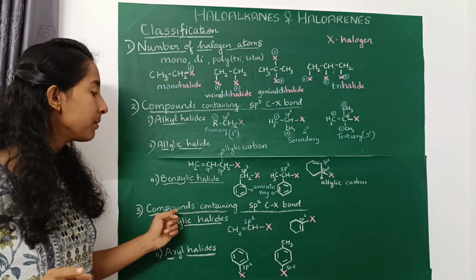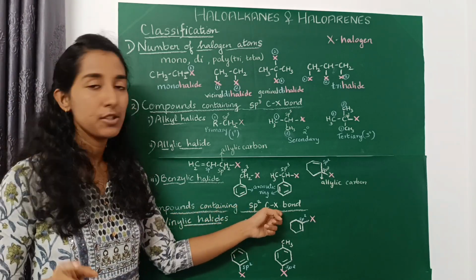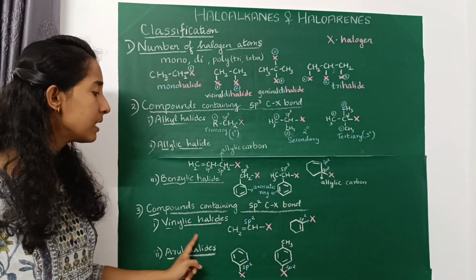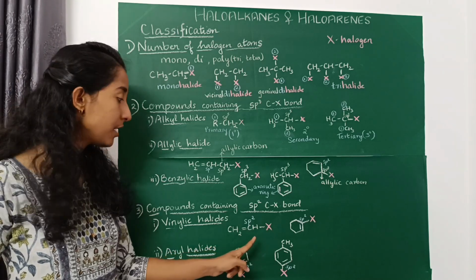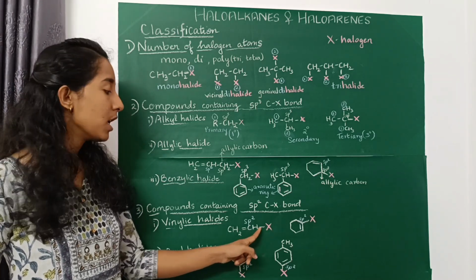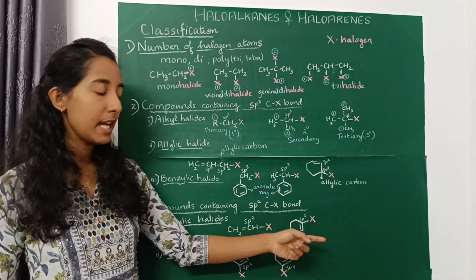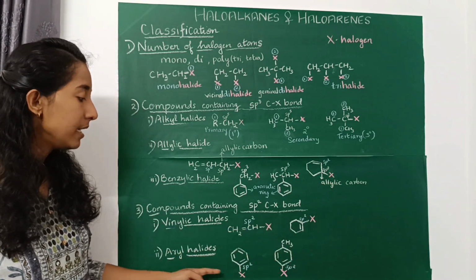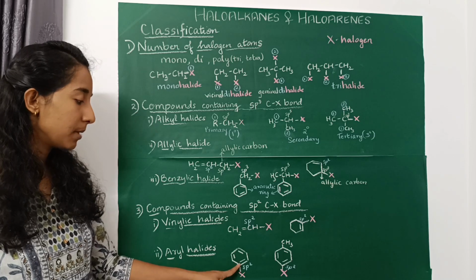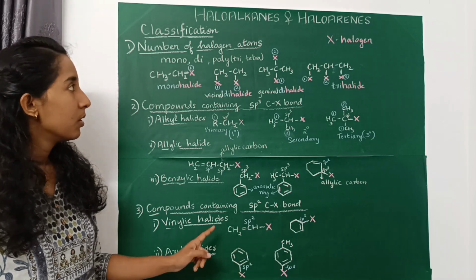Then come compounds containing sp2 carbon-halogen bond. In this case, the halogen is attached to an sp2 carbon. This is an example of a vinylic halide. This is another example of a vinylic halide. And in aryl halides, the halogen is attached to an sp2 carbon of an aromatic ring. So that's it.